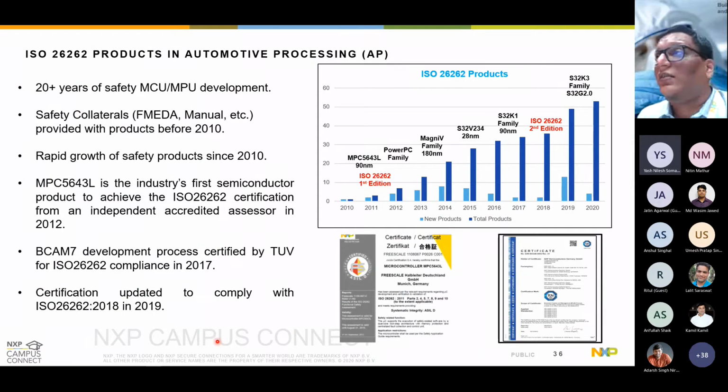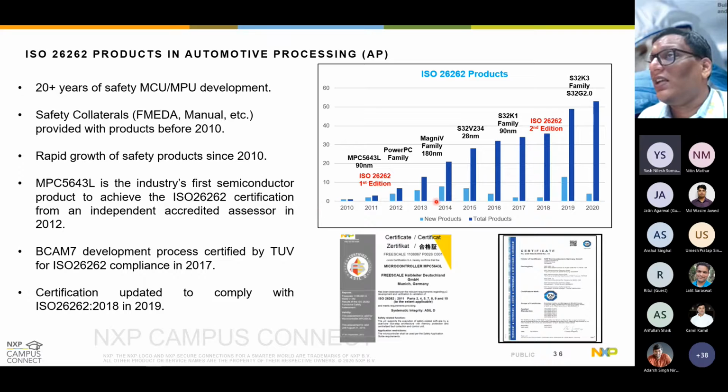So in summary, at NXP, we have been developing safety MCU and MPU for more than 20 years. Even before the ISO standard existed, we were developing safety products, and before that we were providing customers different deliverables. MPC5643L is the first semiconductor part that we developed, and I think I showed you a picture of it and its safety architecture. The BKM 7 process that we talked about is certified by TUV and is compliant to ISO 26262. And these are some of the certificates that we have.